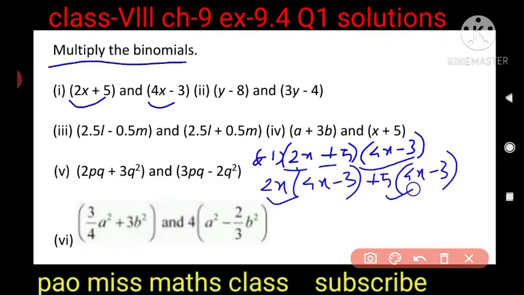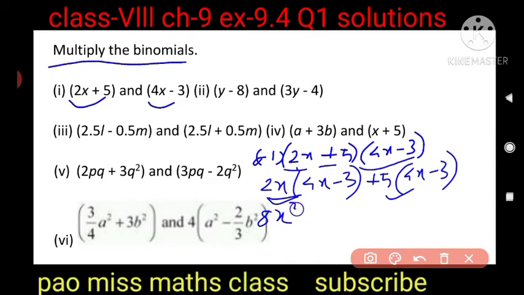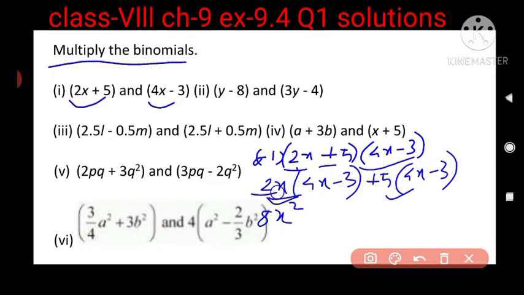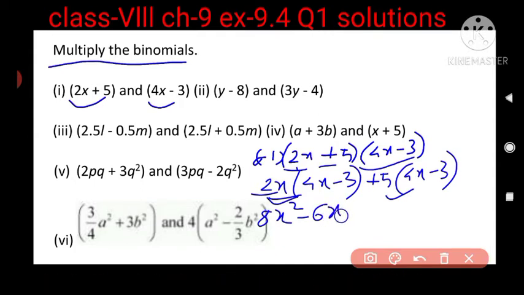Now if you multiply these two terms, 2 into 4 is how much? 8, isn't it? And x into x is x square. Then here this is plus and this is minus. Plus minus is minus, isn't it? Now 2 into 3 is how much? 6. And the variable is x.